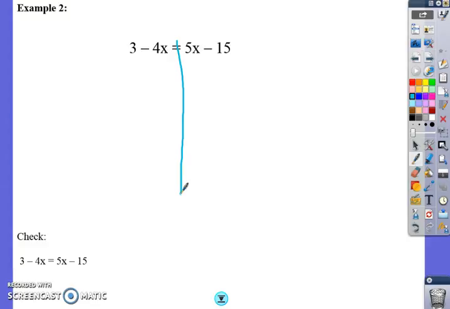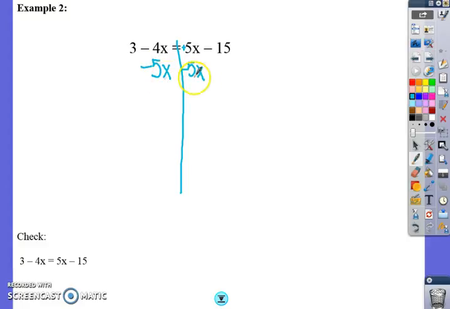So what you have to do is move it. Do you want to move the negative 4x or the 5x? And really, it does not matter. It's totally up to you. In this case, I'm going to move the 5x. So how do I get rid of a positive 5x? Same way as anything else, I do a negative 5x on both sides.